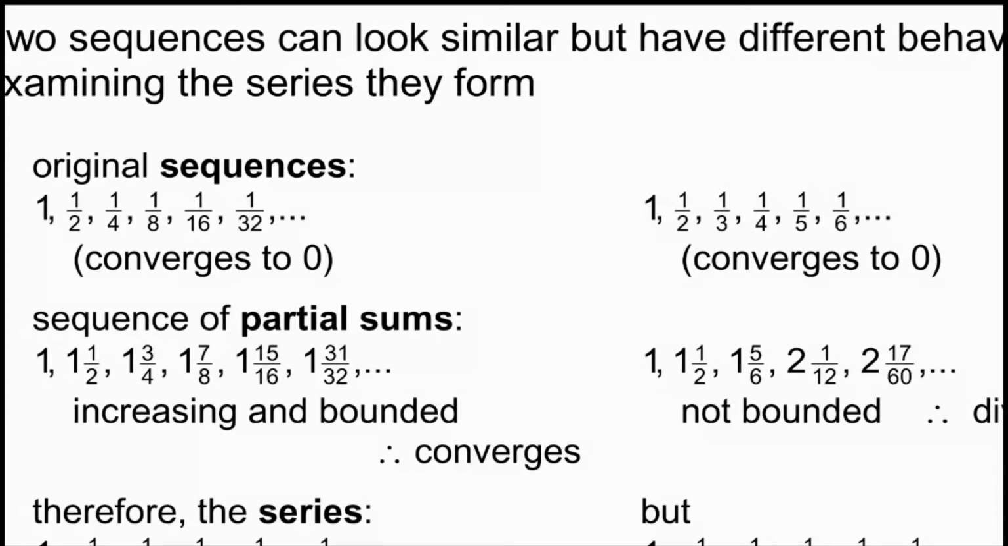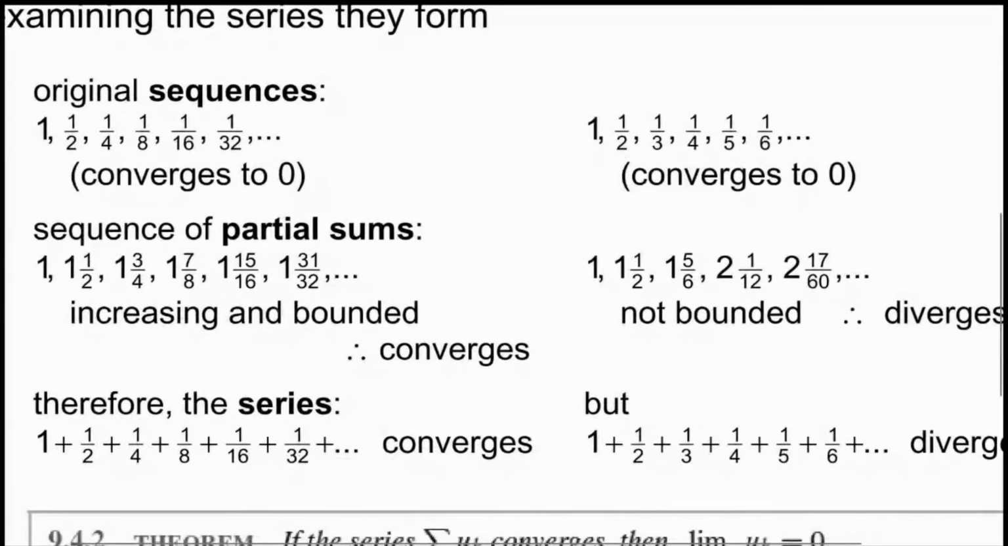Now, look at these two sequences. They look kind of similar, right? Both of them have terms that are approaching 0. One of them is 1/2, 1/4, 1/8, 1/16, 1/32, and so on. The next one is 1, 1/2, 1/3, 1/4, 1/5, 1/6. Well, you might recognize the one on the right there. That's our harmonic series, and we talked about why that series is actually going to diverge, even though the terms are approaching 0. Well, take a look at the partial sums.